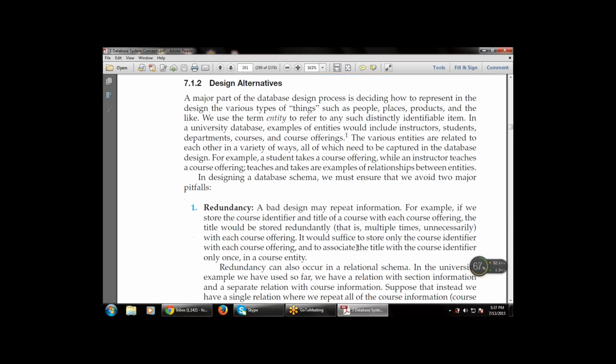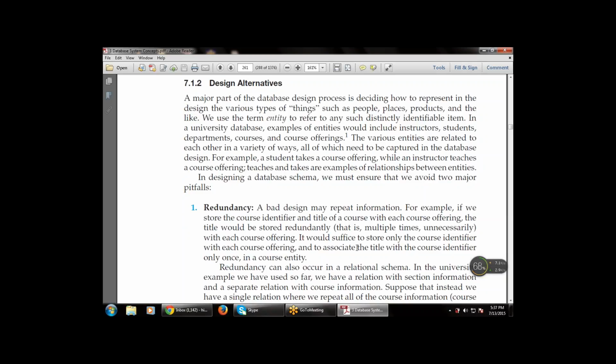A bad database design process may repeat information. If there is repeated information, that is not a good database. For example, if we store the course identifier and the title of a course with each course offering, the title would be stored redundantly, that is, multiple times unnecessarily. It would suffice to store only the course identifier with each course offering and to associate the title with the course identifier only once in a course entity.